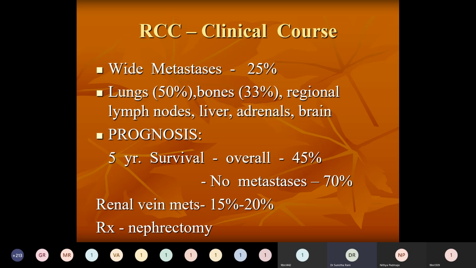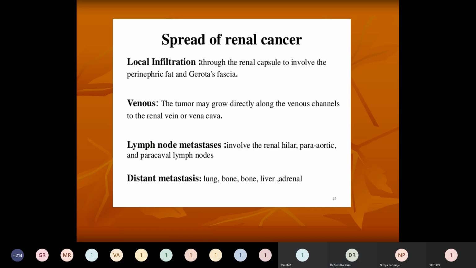Okay, so if there is renal vein metastasis, the prognosis reduces to almost 15 to 20%, and the treatment of renal cell carcinoma is nephrectomy. Partial nephrectomies can be done, but in cases of metastasis, only palliative therapy is given.